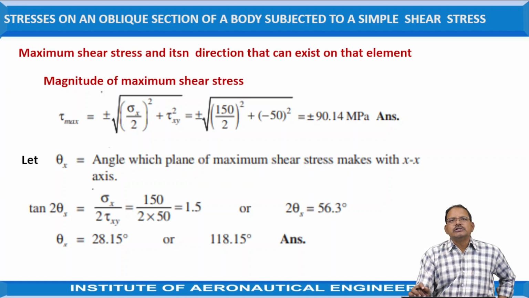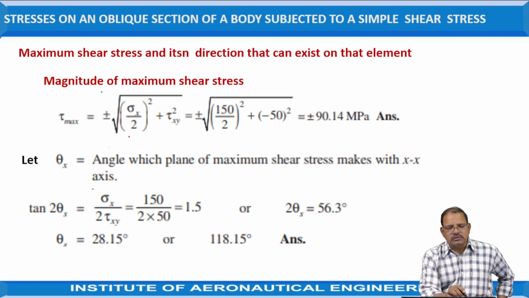The maximum shear stress and its direction that can exist on the element we have to determine. Here, maximum shear stress is equal to plus or minus the square root of sigma x by 2 whole squared plus tau xy squared. It is equal to 150 by 2 plus minus of 50 whole squared, which is 90.14 megapascal. The maximum may occur at theta equal to 45 or 135 degrees. Hence we have taken the plus or minus values, the 135 being treated in the opposite direction.